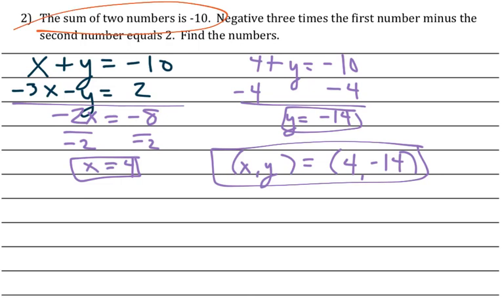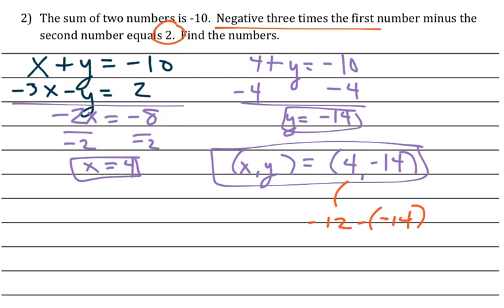The sum of two numbers is negative 10. Well, I know that's adding. And if I put these two numbers together, 4 minus 14 does give me negative 10. If I take negative 3 times the first number, I'll get negative 12. And then if I take away this minus 14, that's like adding 14, which does end up giving me positive 2. So this will complete the second video, and then like I said, it's nice to double check your work against the words too, if you can figure that out.